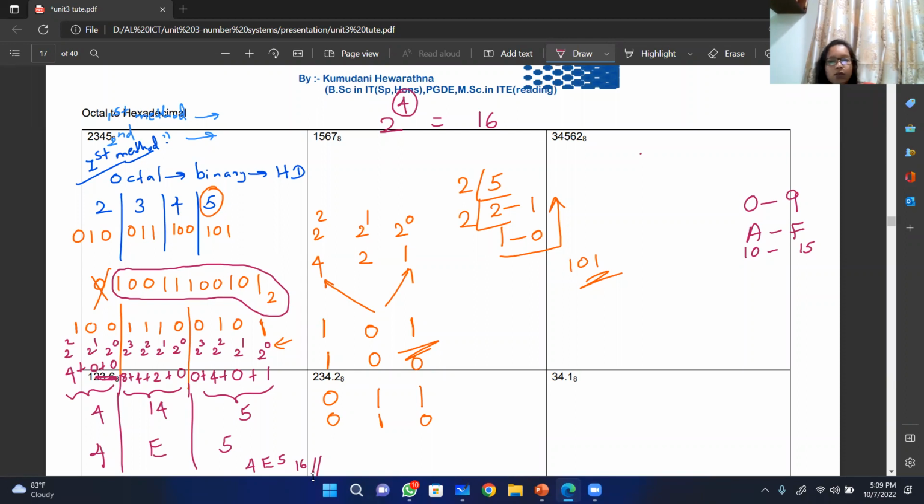Is it clear, Dulmi? Then we'll do the second one, 15671, using the second method. From that point onwards you can use any method that you wish, but in order to practice both methods, we will do the second one using the second method.